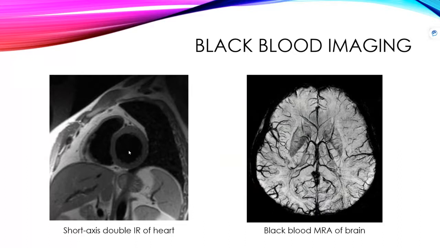This is a short axis double inversion recovery of the heart. Remember, we have two different prep sequences for cardiac that we've talked about before, double and triple inversion, double IR and triple IR. Those are spin echo sequences. This is a double inversion, and so it has produced black blood imaging.